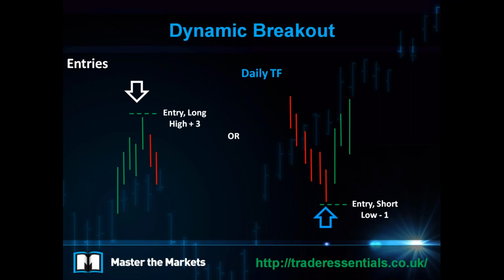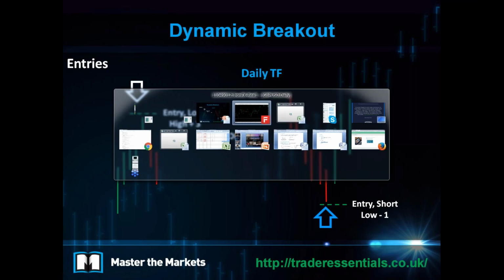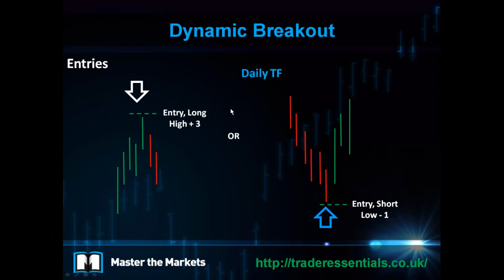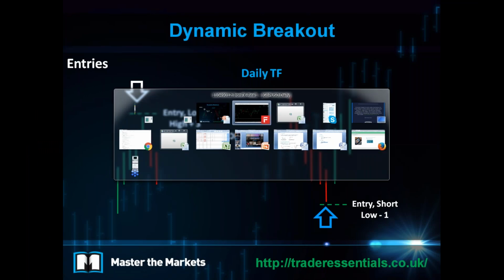Let's move on. Entry for the dynamic breakout. You can see that the entry of the dynamic breakout is dependent on what we call the swing bar. The swing bar is the bar that has created the high or the low. So in the case of the pound dollar, this is the bar here that created a high, and that's where we entered, on the high of this bar. That's how we gauge the entry. Now, obviously, if you're entering long, we add spread, so we do the high plus 3. If you're entering short, then it's just low minus 1 is where we get in.